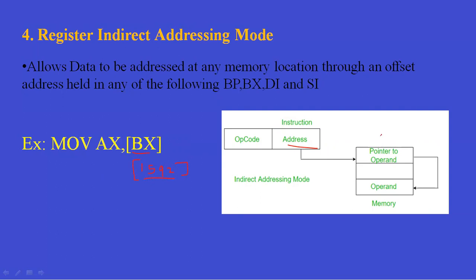So again, 1592. Initially, BX register having some data. That data is 1592. Here the address is in the BX register. That data is 1592. So 1592 again acting as address. So this address holding some value, which moves to the operand. In this address, again having some data, that data is called an operand. This operand is moved to the AX register. It is called register indirect addressing mode.